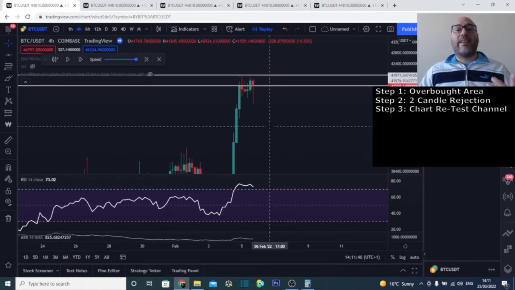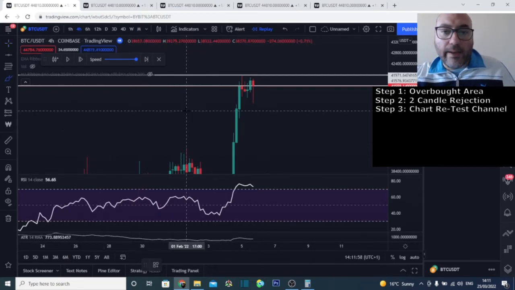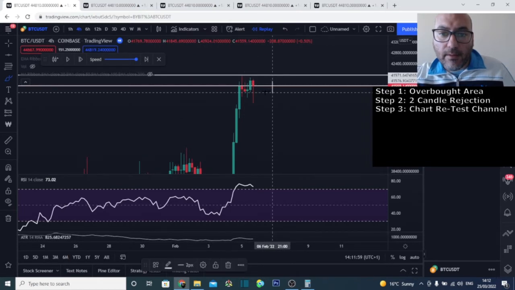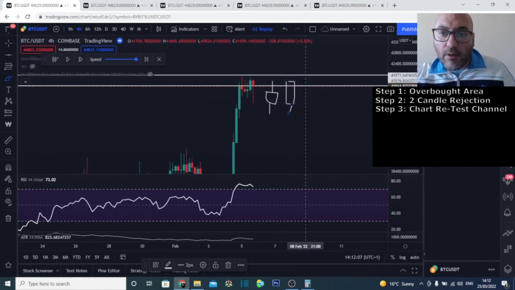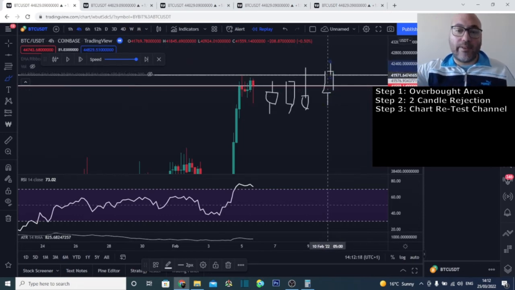Now we're waiting for step 4. Okay, step 4 is some type of rejection candle like this, or a close in the channel, or a wick but closing below or in the channel, but we can't accept a close above the channel. That would invalidate our trade.